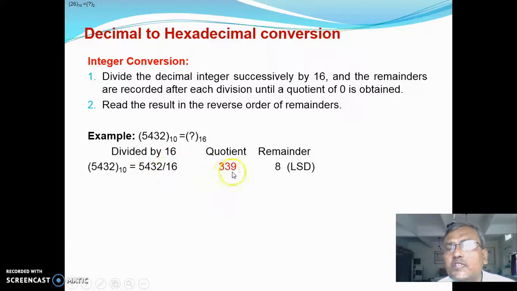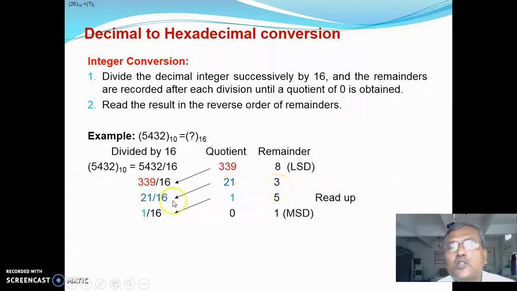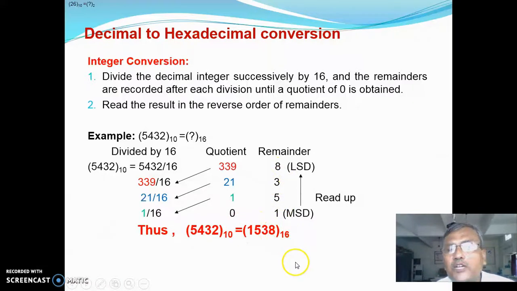Then write down the quotient as 339. The remainder is 8. Then you take this quotient 339 divided by 16. The quotient is 21 and the remainder is 3. This process continues till the quotient becomes 0. Then finally we collect the remainders from bottom to top, that is in the reverse order here. So therefore 5432 to the base 10 corresponds to 1538 to the base 16 here.